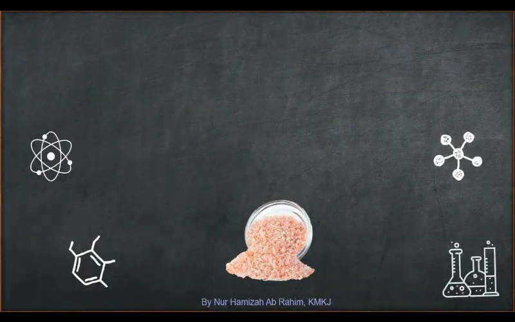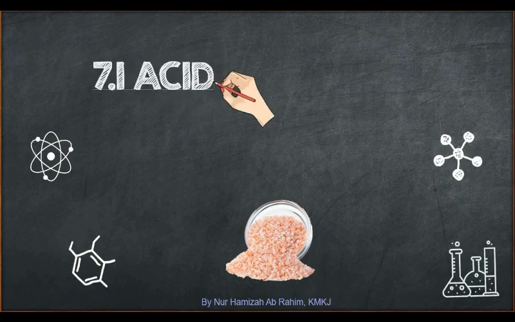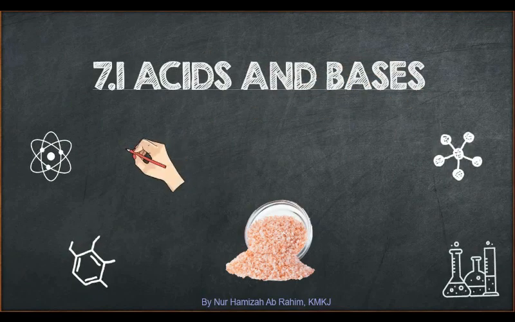Chapter 7. Ionic Equilibria. 7.1 Acid and Bases. Salt hydrolysis.